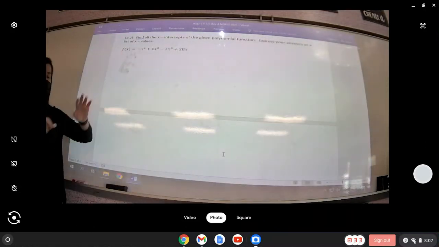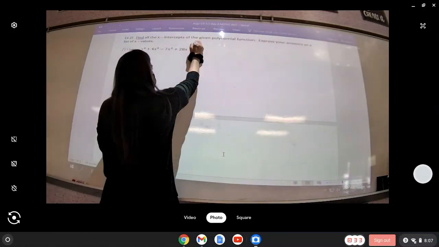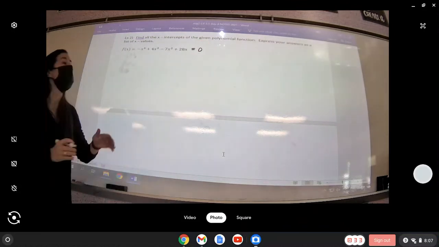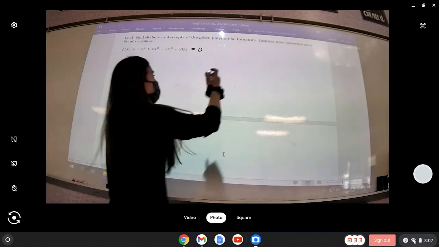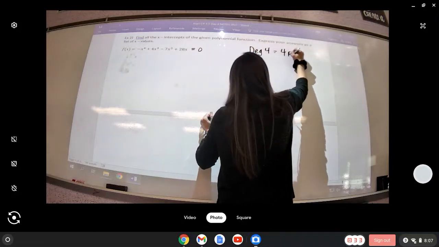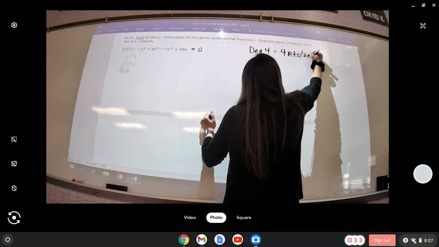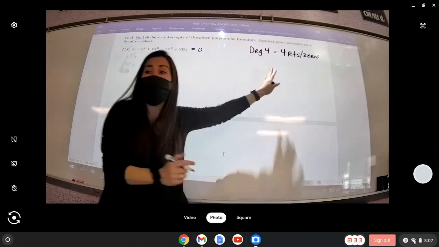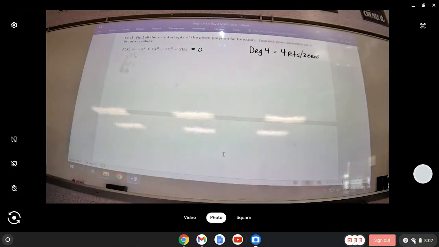All right, so guys, look at this one. Same directions. Find all the x-intercepts, right? So we got to set our function equal to 0 and solve. It's a degree 4. So at the end, a degree 4 polynomial should have 4 roots or zeros. But if any of those roots or zeros are imaginary, we can't call them an x-intercept.